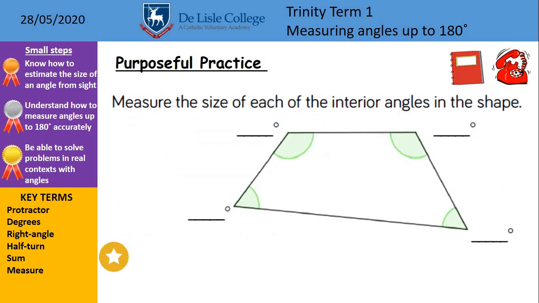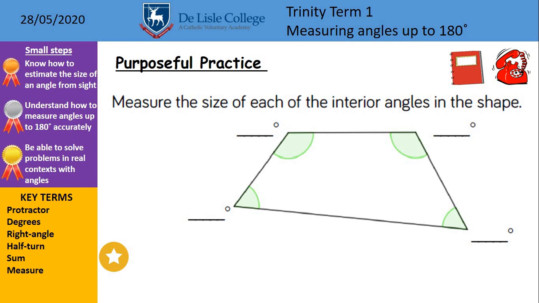Okay, this time we've got a quadrilateral here, a 4-sided shape. I'd like you to measure the size of each of the interior angles in the shape. Okay, and then when you've got all 4 angles, firstly, what do you think they should all add up to? And then I'd like you to add up all your angles. Do they add up to what you think? And if they don't, why do you think they don't?